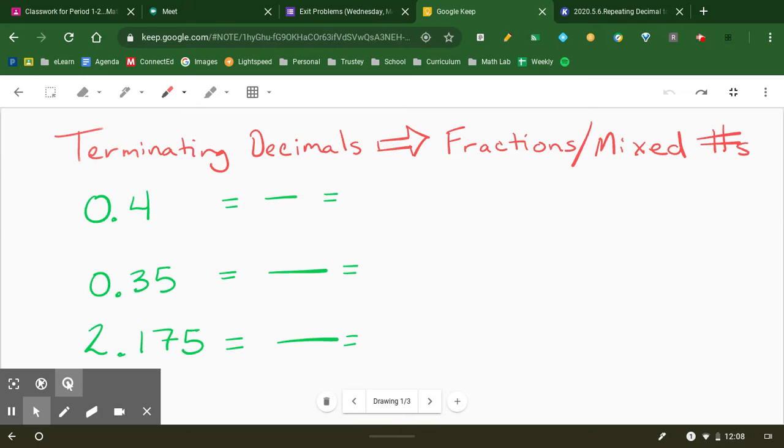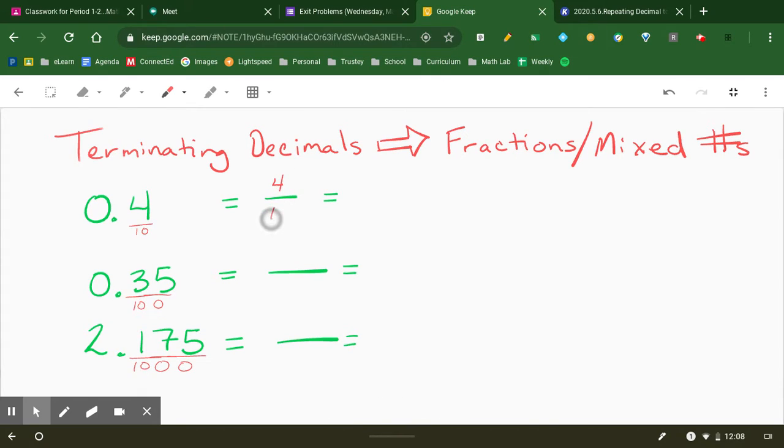Well, remember we have place values. For instance, 4 is in the tenths place, and naturally, 3 is also in the tenths place. Of course, if you have more digits, you have more place values. So 35 would be hundredths. Again, 1 is in the tenths place, 17 hundredths, or 175 thousandths. So we can pretty quickly rewrite terminating decimals into an equivalent fraction or mixed number.